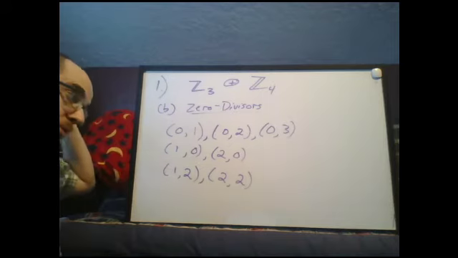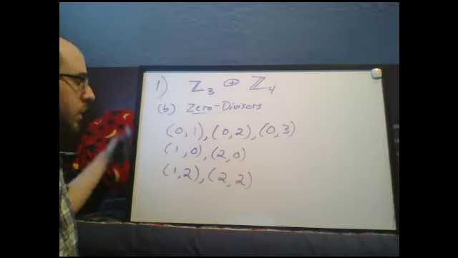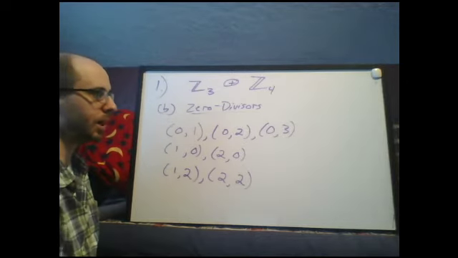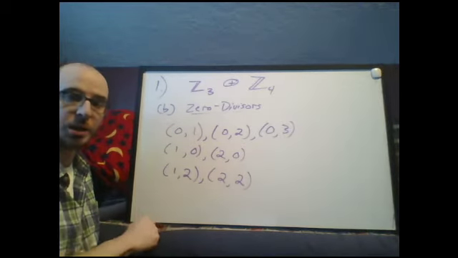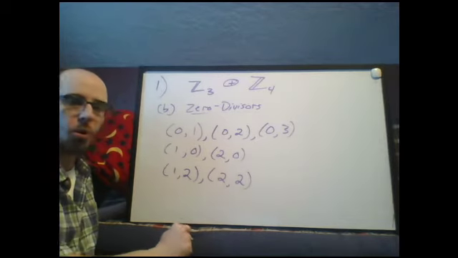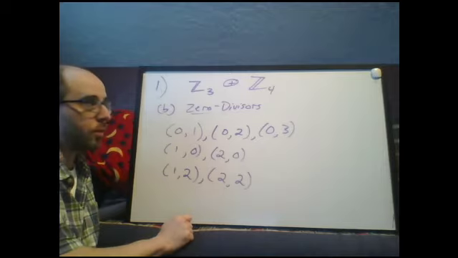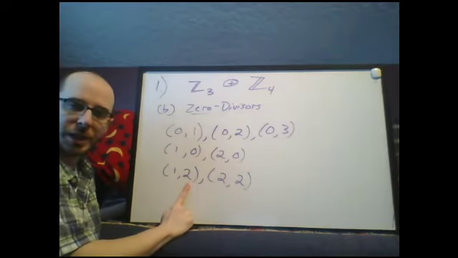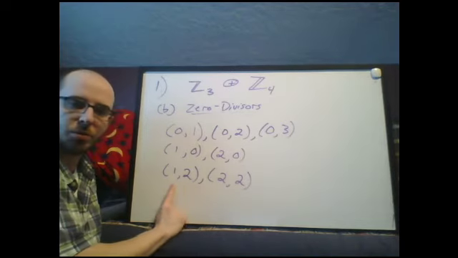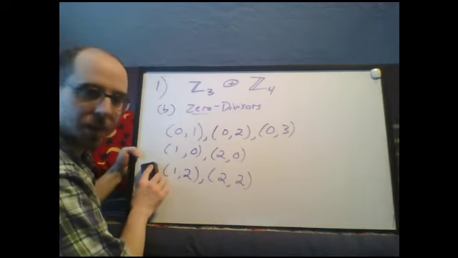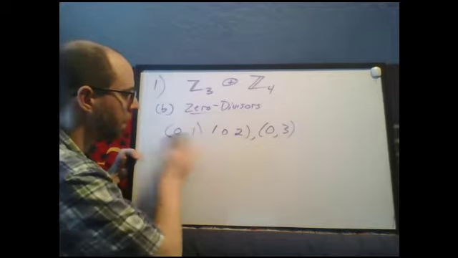All right, so in general, the general rule for a situation like this is I produce a 0 divisor by either making one coordinate 0 and the other coordinate any non-zero element, or if there are 0 divisors in one of the individual rings, if I put a 0 divisor in that coordinate, that makes the whole ordered pair a 0 divisor. All right, so that's part B for 1.